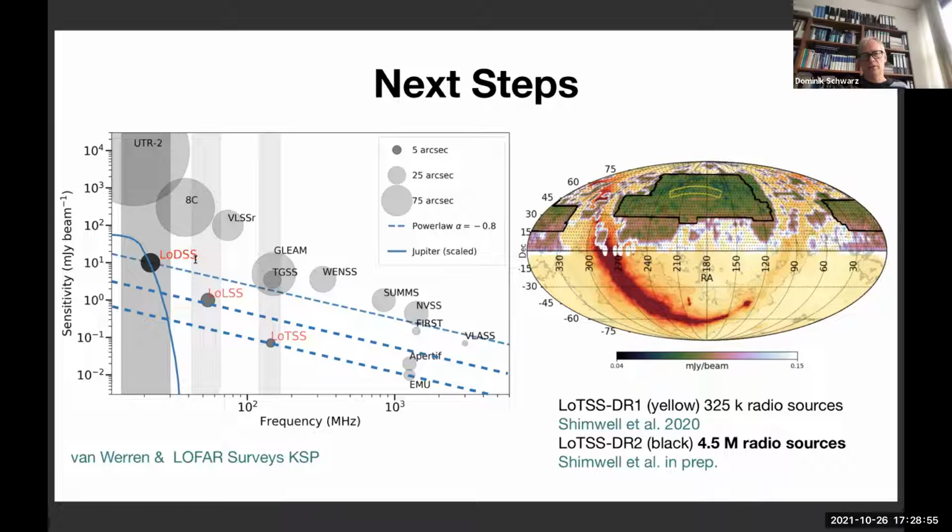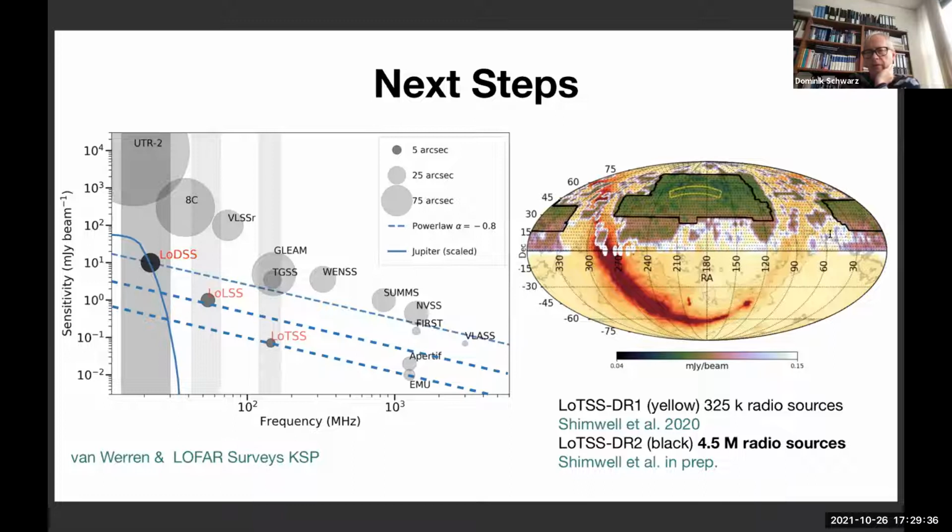And so this will cover eventually the full northern sky. This will cover everything north of declination 24, and this will cover everything north of declination 30, roughly. And so far we released this yellow piece of the LoTSS survey. We are about to release everything that is in the black region here, which will contain 4.5 million radio sources. And then eventually in a few years' time, we will hopefully cover the full sky.